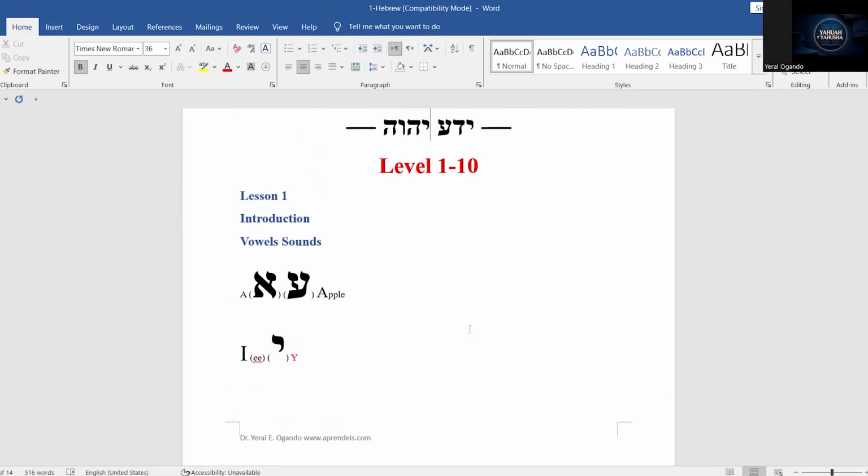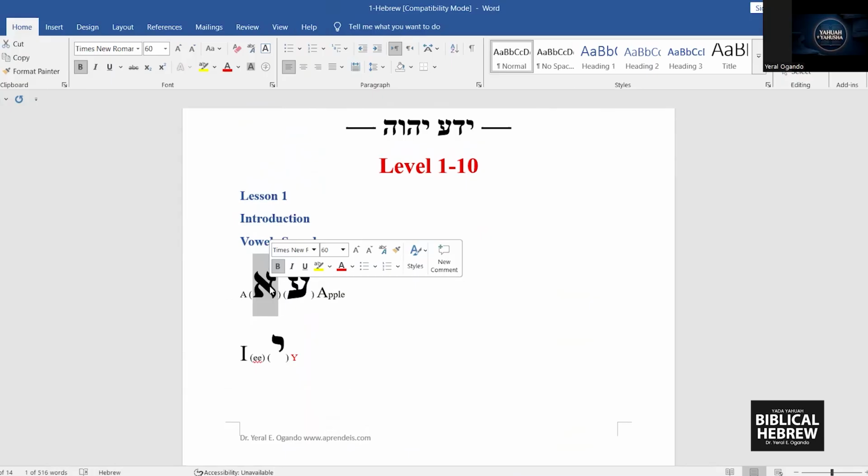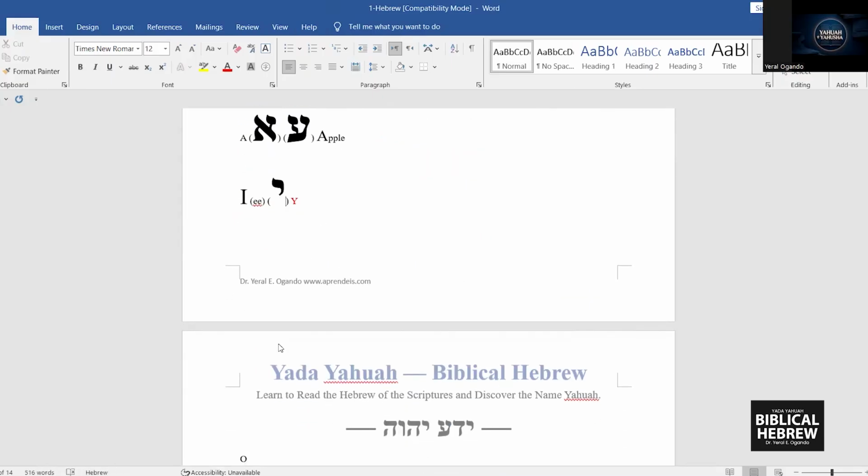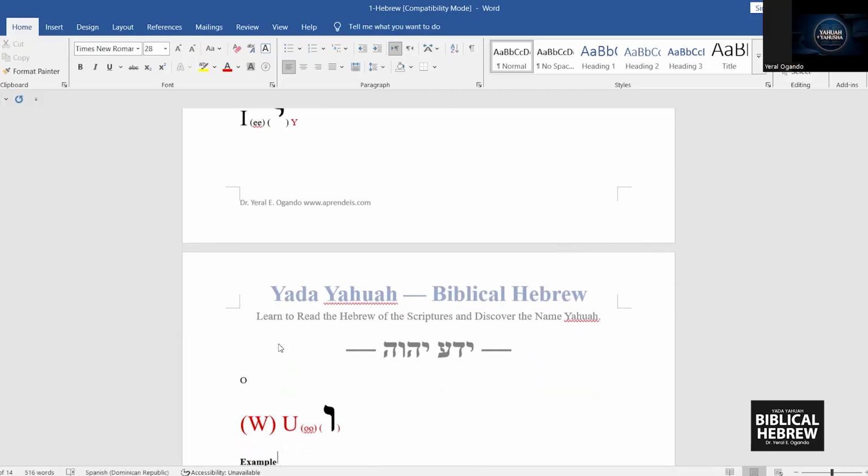Let us just review one more time. We have the A sound everywhere you see it. Remember that the Alef is silenced in most of the cases. It helps the next consonant or the previous consonant. So depending on the consonant, it's going to be the sound of this one. And we have the E sound. It doesn't matter where you see it, it's E sound.